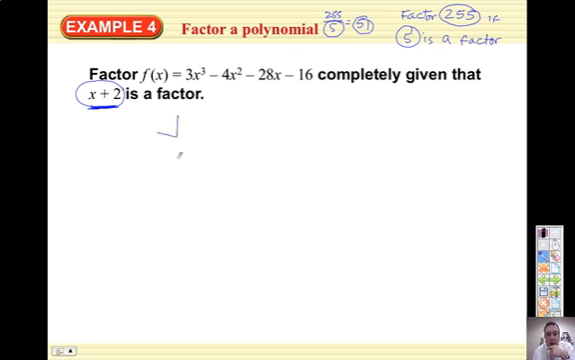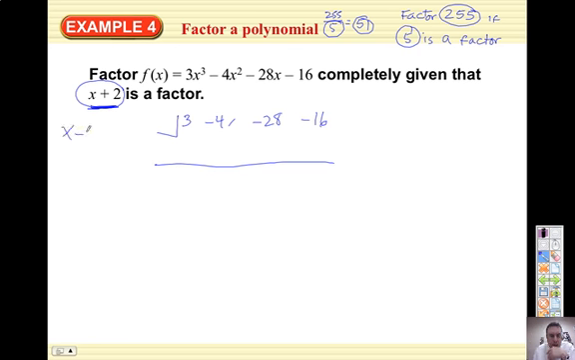So what goes in the box? And what goes here? Well, what goes in here is 3x cubed, negative 4x squared, don't write x squared, negative 28 x's, and then negative 16. There's nothing missing up here, so no zeros. In the box, what goes in the box?